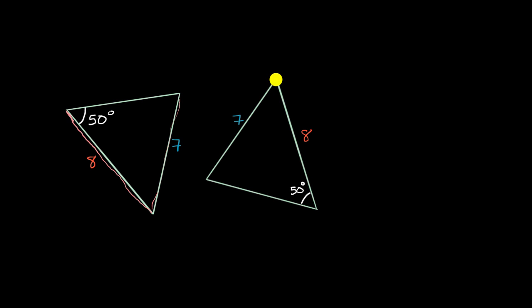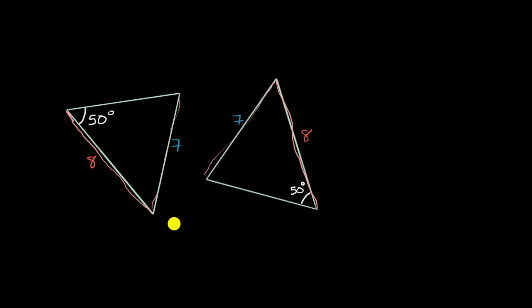This triangle, this side has length 8. This side has length 7, and this angle right over here has a measure of 50 degrees. So my question to you is, can you definitively say, not assuming that these are drawn to scale because they actually aren't, can you definitively say that these triangles are congruent? Or could you definitively say that they aren't congruent?